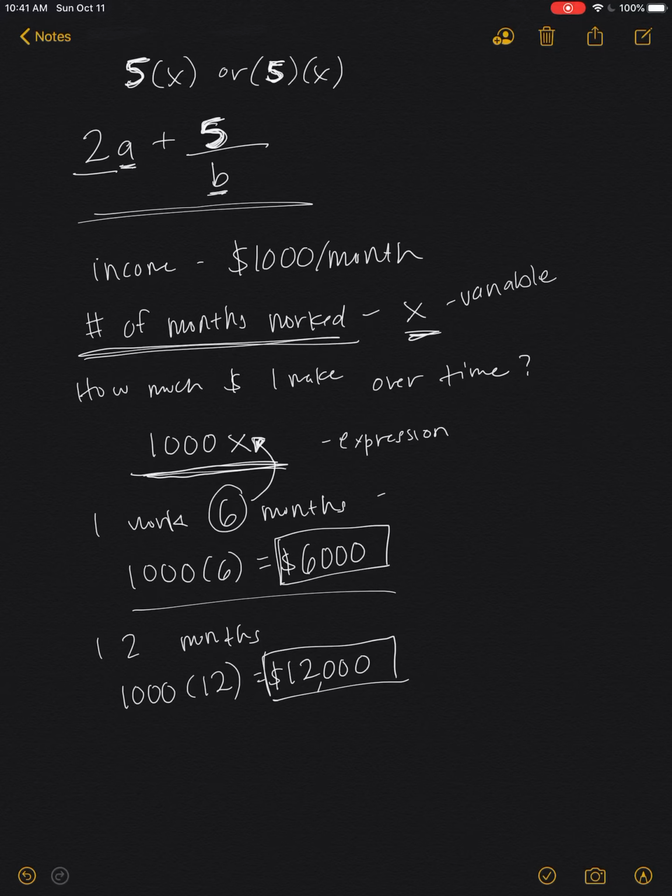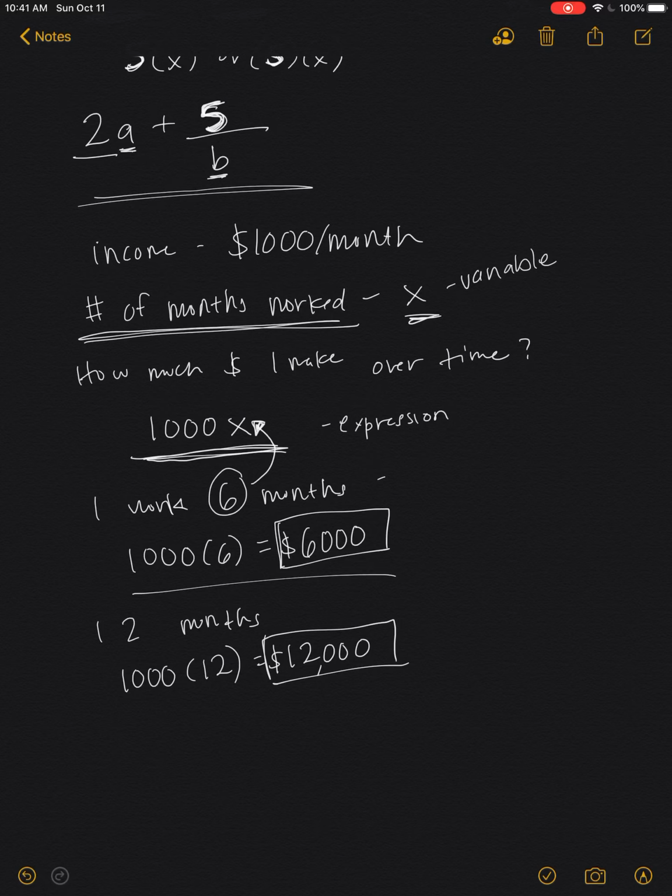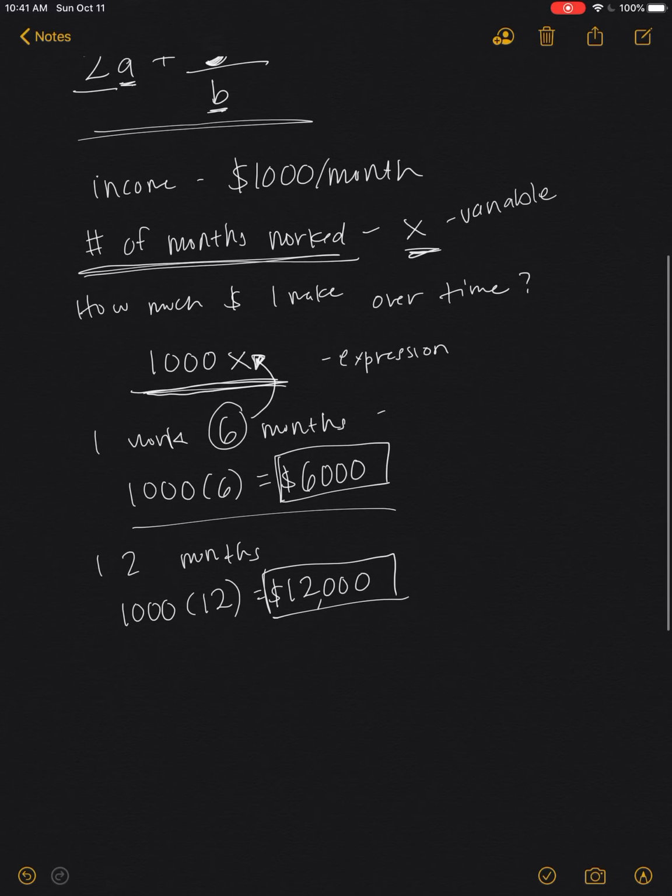So maybe I'm trying to save for a car. Maybe I want a brand new car. It costs $15,000. So I try to figure out how many months. So that would be 15 months. We're not going to get into solving equations yet, though. We're just looking at the pattern. We can see the more time we work, the more money we make, so on and so forth. And this isn't even accounting for bills. Just ignore the bills. We're making it really simple right now.